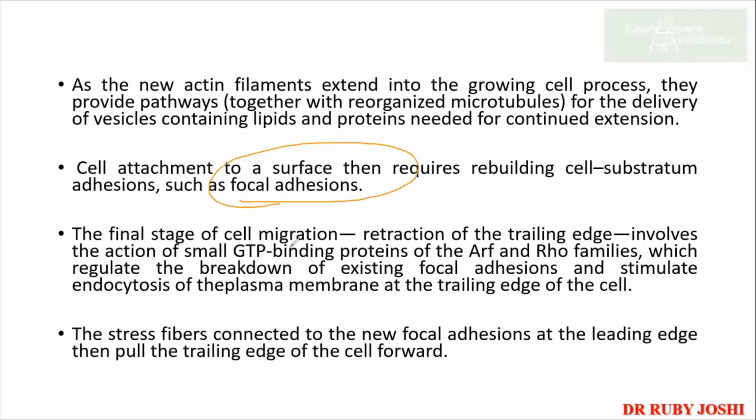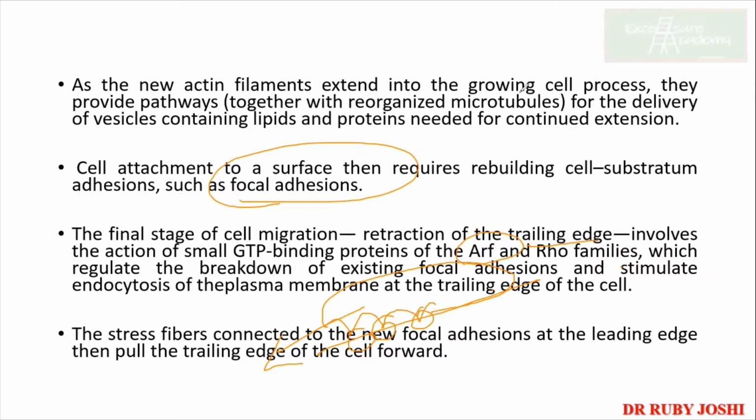Now, the final stage of cell migration is retraction of the trailing edge. It is again the activity of small GTP binding proteins of the ARF and Rho families, which regulate the breakdown of the existing focal adhesion. So, इससे क्या होगा? आगे आपके new attachment बनते रहेंगे. Something like this it was, right? So they are making new focal adhesions, जो पीछे है, that they are going to leave, so that the cell is moving in this direction. Okay, so the stress fibers, which are connected to the new focal adhesions at the leading edge, then pull the trailing edge of the cell forward, and hence now the cell is moving.